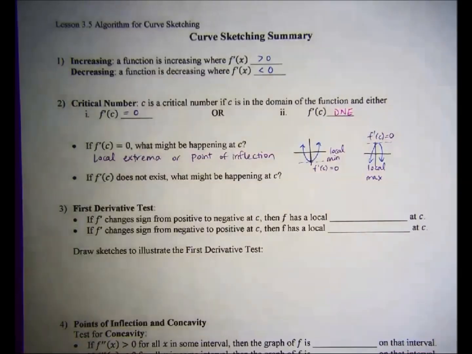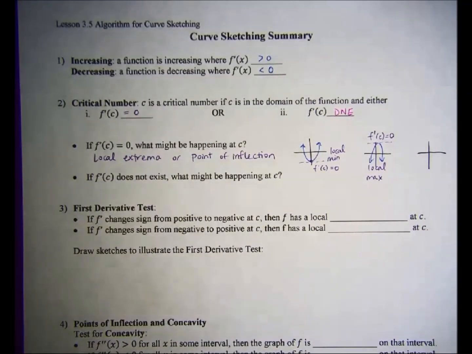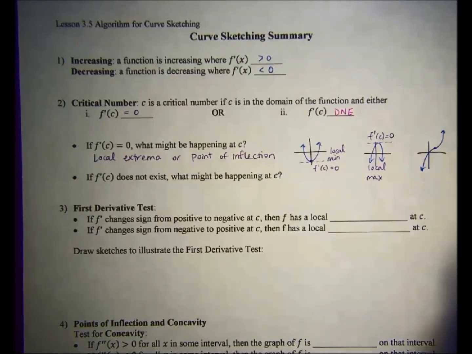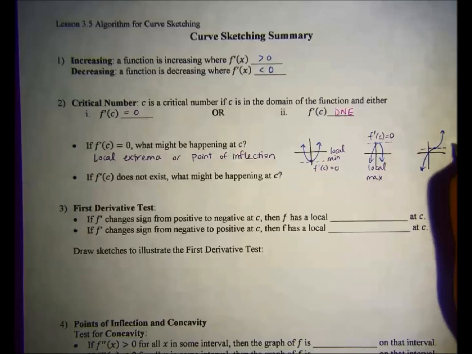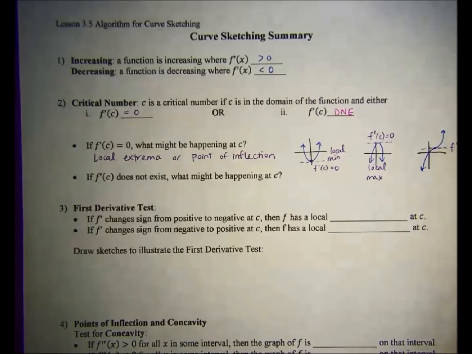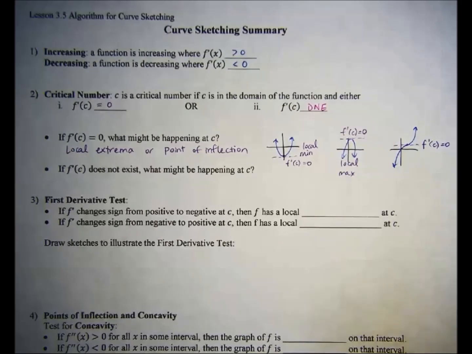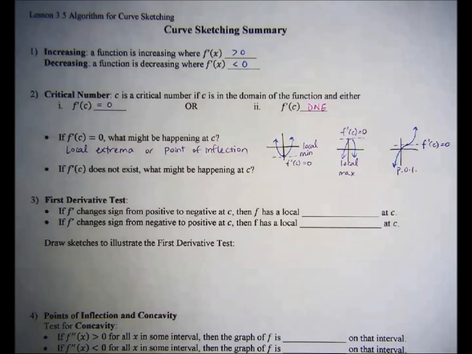But we could also have a point of inflection, like so. Just because the first derivative is equal to 0 does not necessarily mean you automatically have local extrema. It means that you need to do the first derivative or the second derivative test to check.